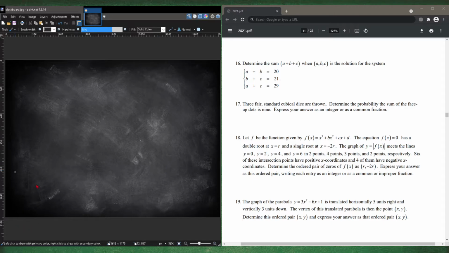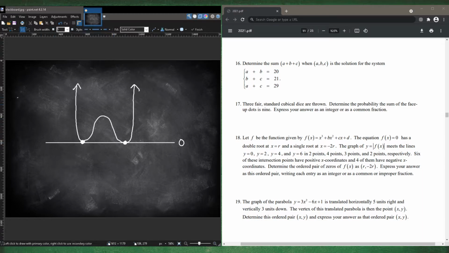So let's just make a line first, and then we're going to draw our W function for absolute value. Now we're going to look for y equals 0, y equals 2, y equals 4, and y equals 6. So y equals 0, we have 2 points of intersection. And then when we have y equals 2, let's make this a bit taller. There's 4 points of intersection, which makes sense.